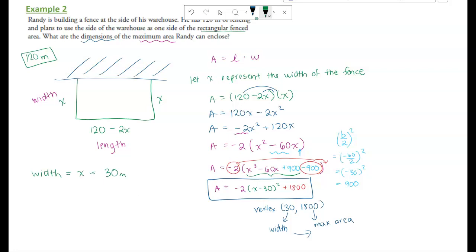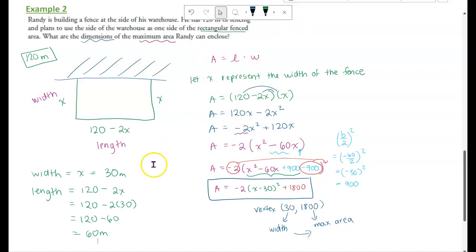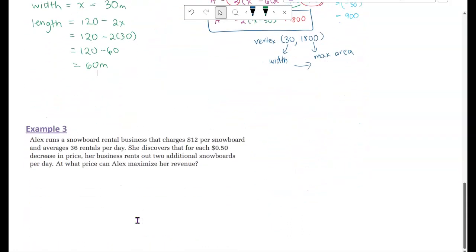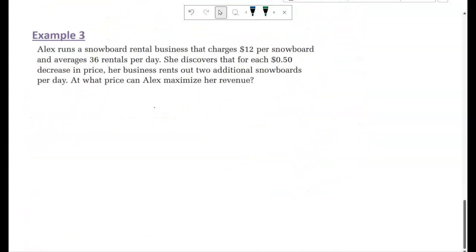But dimensions are two-dimensional in a rectangle, so I need to figure out what the length of this rectangle is. And remember that that was the formula of 120 minus 2x. So 120 minus 2 times 30, which is 120 minus 60. So now that means there are 60 meters in my length. So I can write therefore a statement describing that the dimensions of the maximum area you can use is 30 meters by 60 meters.